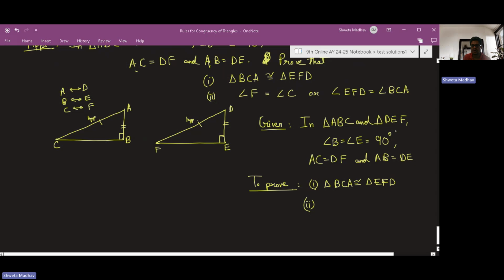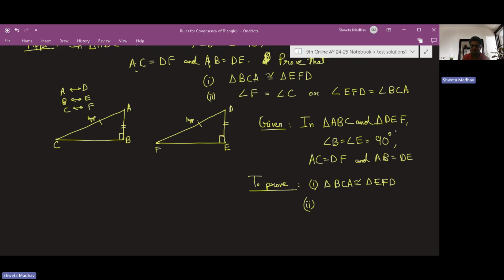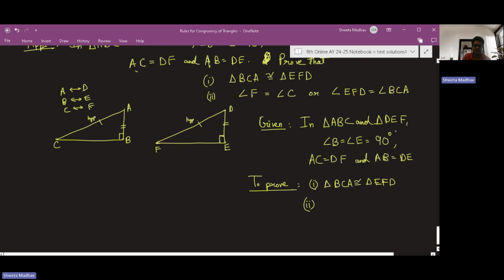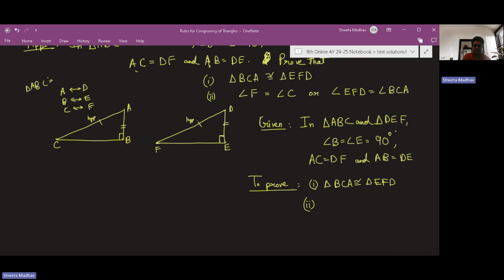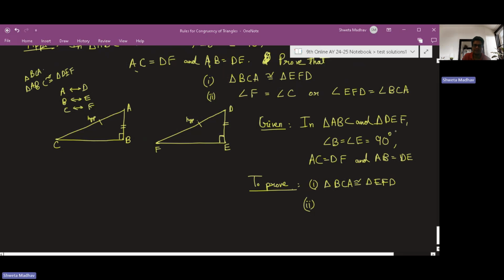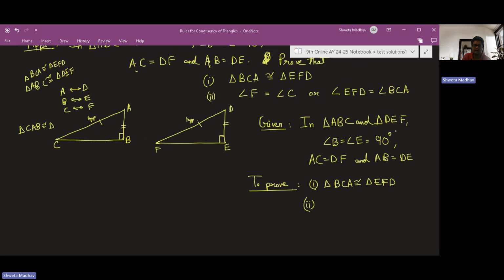So here also we can see the order of correspondence is kept the same while writing the names of the two triangles. Here, as you can see, B corresponds to E and C corresponds to F and A corresponds to D. So if we say triangle ABC, then we have to say it is congruent to triangle DEF. And when we say triangle BCA, then we have to say it is congruent to triangle EFD. And suppose we say triangle CAB, then we have to say it is congruent to triangle FDE. Since we have to take the same order of correspondence while writing the names of the two triangles on the left hand side and the right hand side of the congruency symbol.